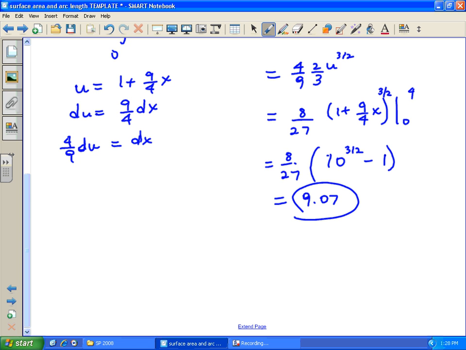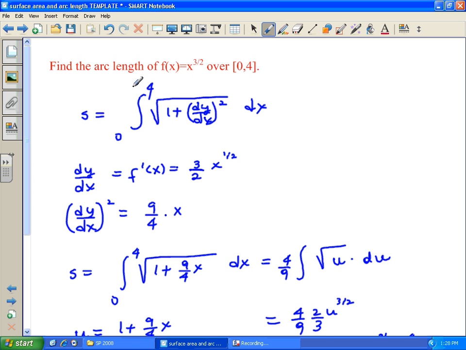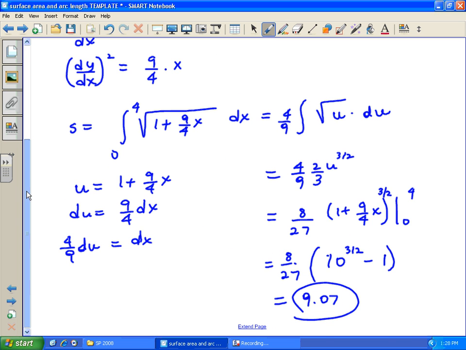Okay, one more example on arc length. Remember, we had to subtract because you plug in the upper limit minus you plug in the lower limit. The minus comes from plugging in the lower limit, yes.